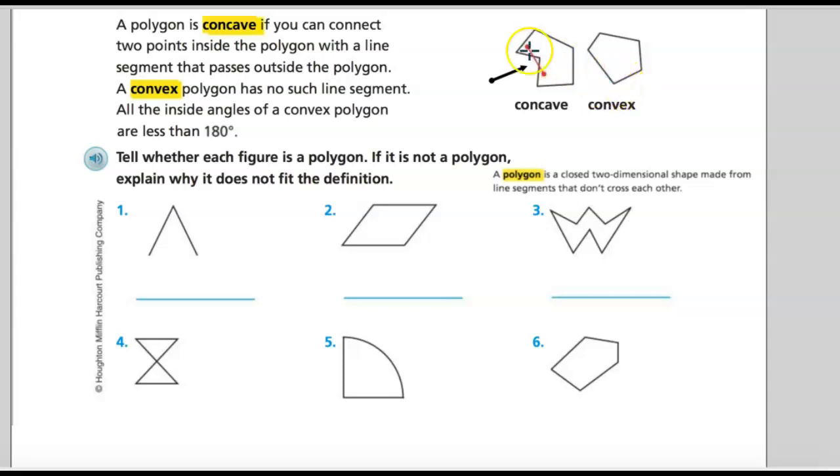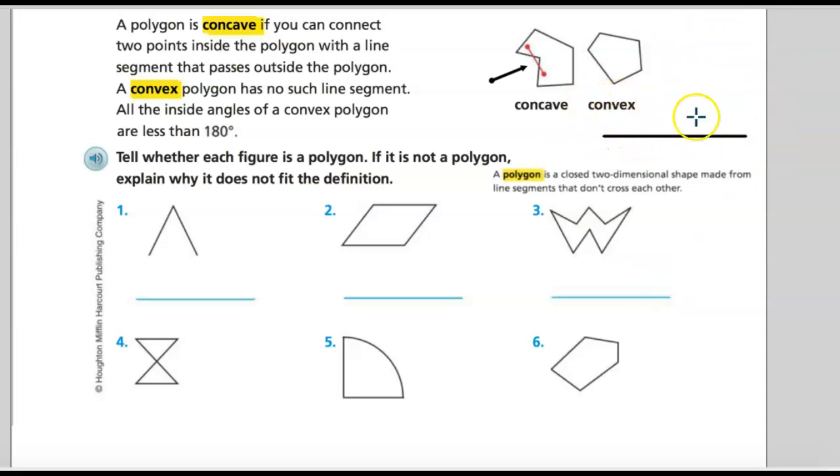Okay. Now that we've defined concave, we'll talk about convex, which is this one over here. It has no such line segment. You can't do this drawing on this shape. And also all these angles, this is where the 2 lines meet. All of those are less than 180. And if you're trying to remember what a 180-degree angle looks like, here you go, watch, there it is. That's a 180. It's just a big long line because it's splitting a circle in half.